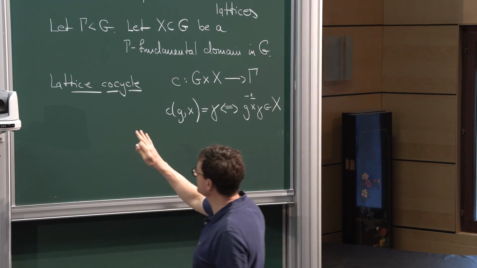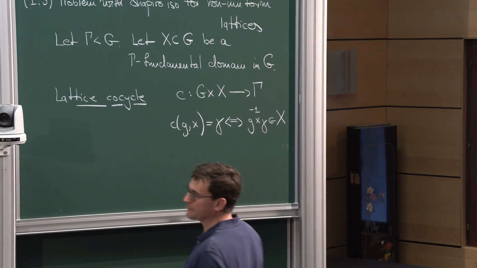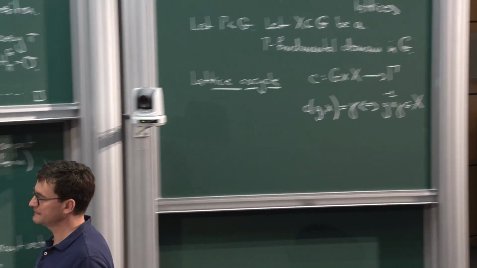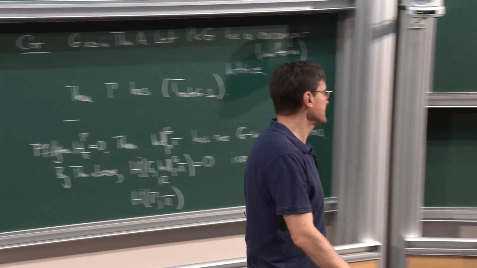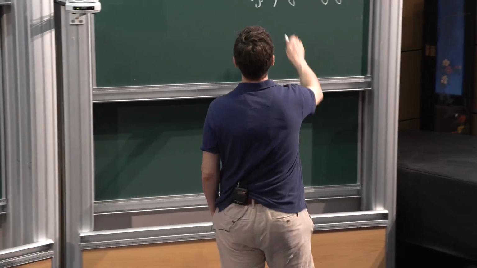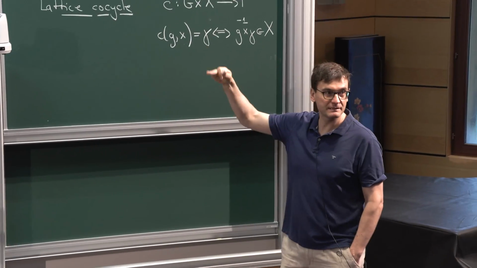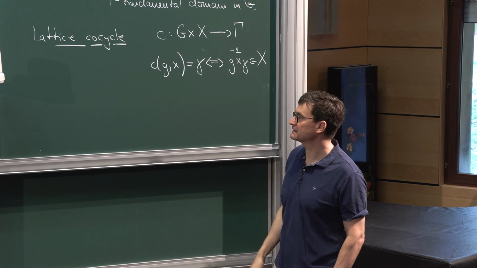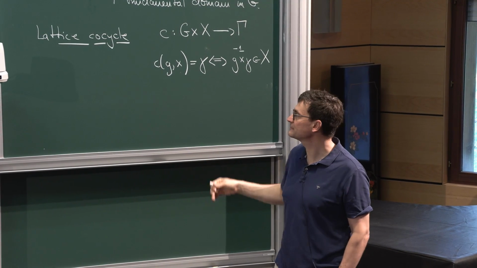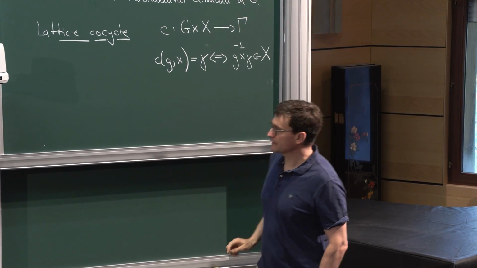But if you have this C, you can write down this map on the level of the cochain complex. It won't depend on the choice of the fundamental domain in cohomology. The map on the chain level complex might depend, but not on cohomology. Okay, so how is the map?